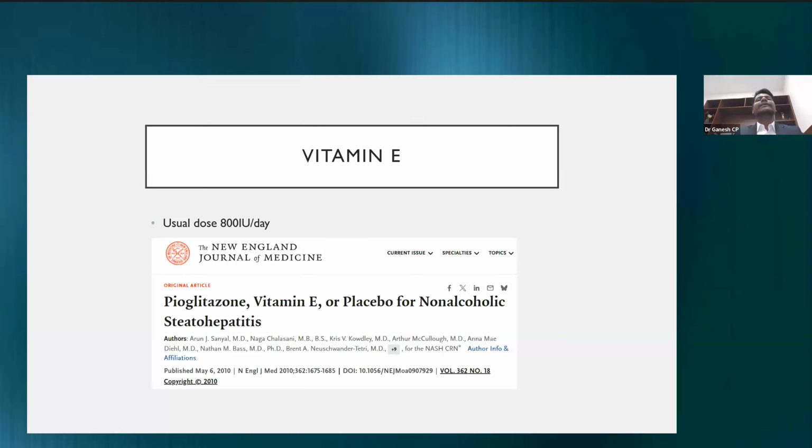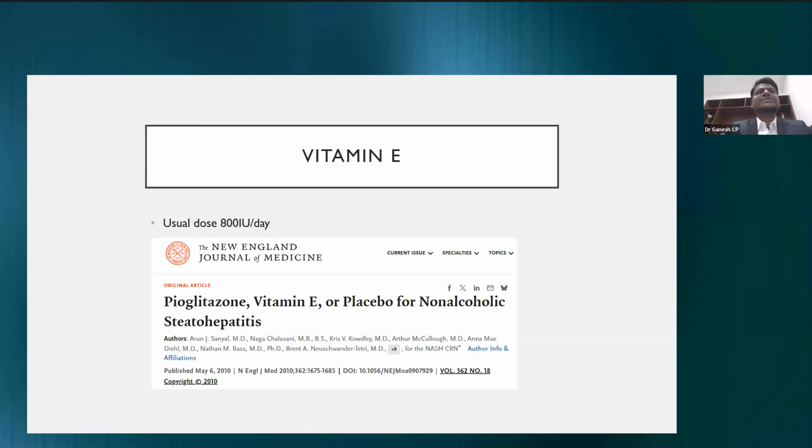They did a biopsy proven histology study between pioglitazone, vitamin E and placebo. Vitamin E was proven to be superior to pioglitazone and placebo in improvement of steatohepatitis, but there was no improvement of fibrosis. So mark my words, there was only improvement in the steatohepatitis. That means there was improvement in the inflammation of the liver cells, but the fibrosis was not reversed by this drug.